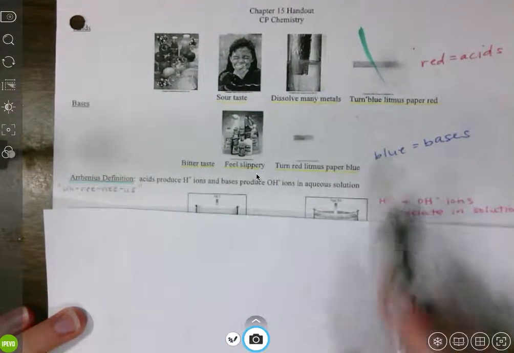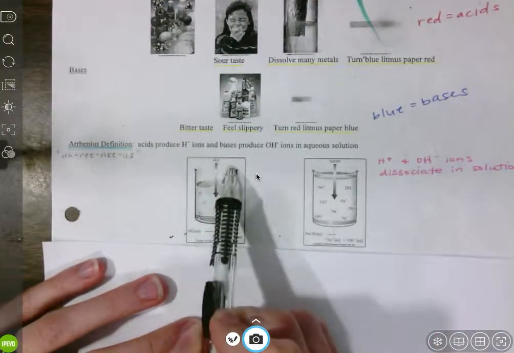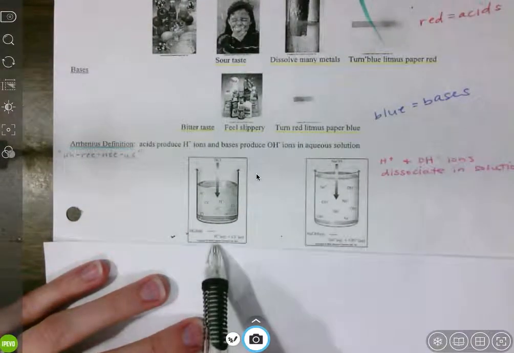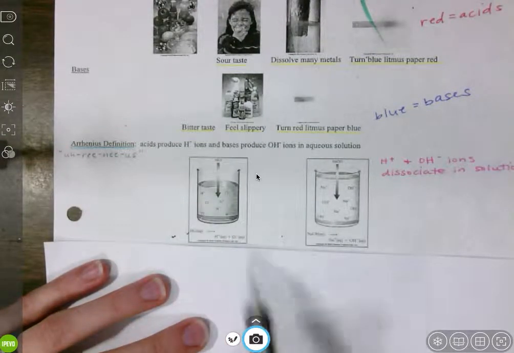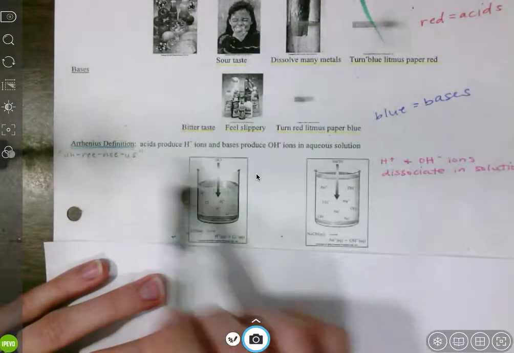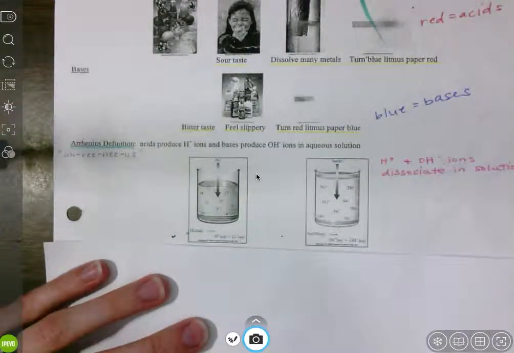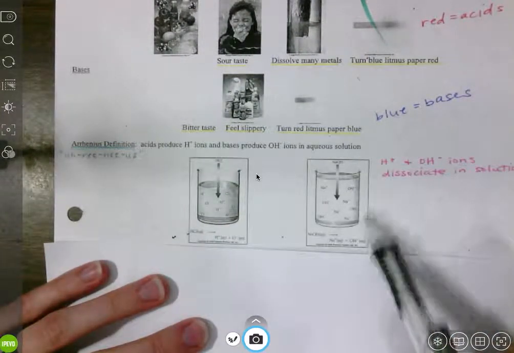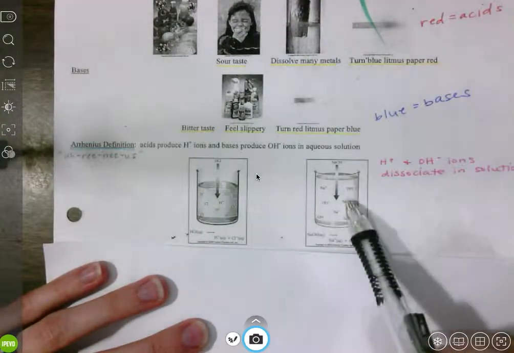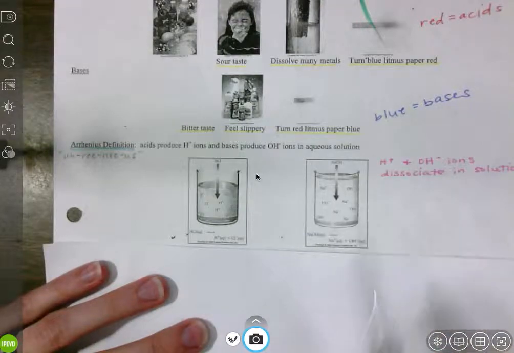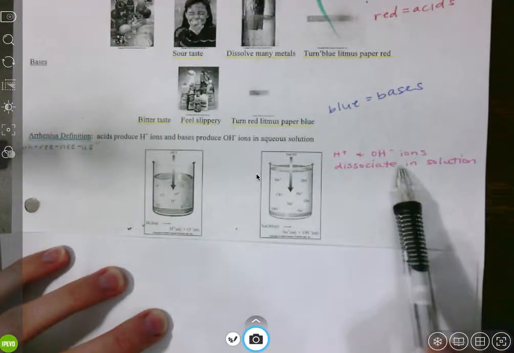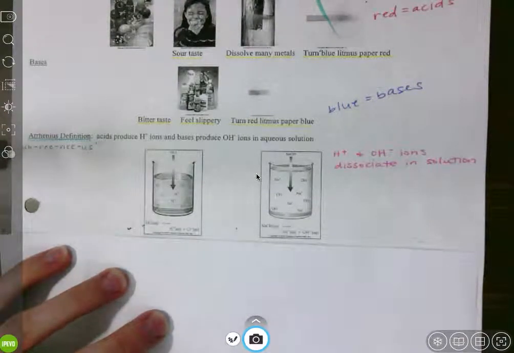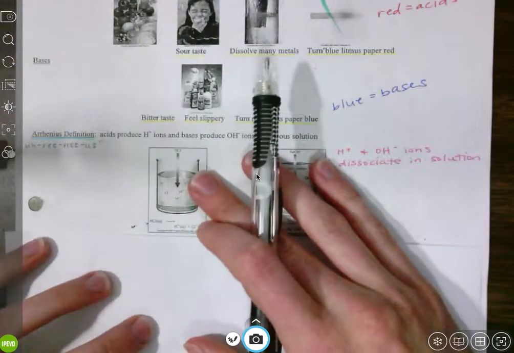So basically, hydrogen chloride is our example here. And if we have hydrogen chloride in solution, we are forming hydrogen ions, so here, and then chloride ions. So if we're producing hydrogen ions, we're an acid. Hydrochloric acid is a very strong acid. And we'll talk about that in a little bit. And then bases are producing hydroxide. So sodium hydroxide is what we're starting with, and we're producing sodium ions and hydroxide ions in this solution. So our hydrogen and hydroxide ions are going to dissociate in solution. They're going to separate from each other and form cations and anions just floating around in solution.